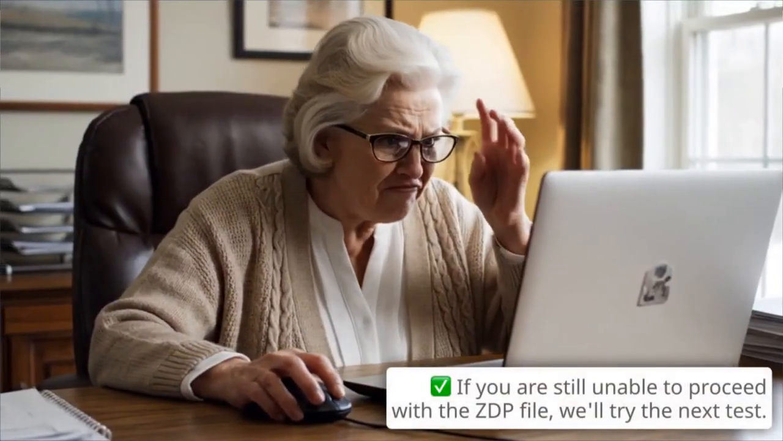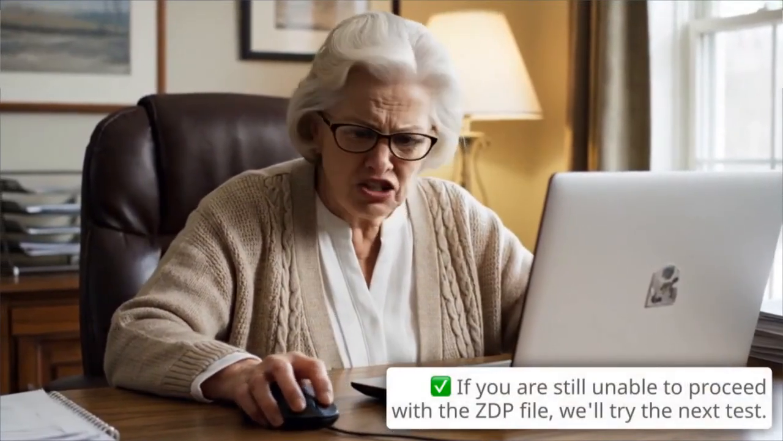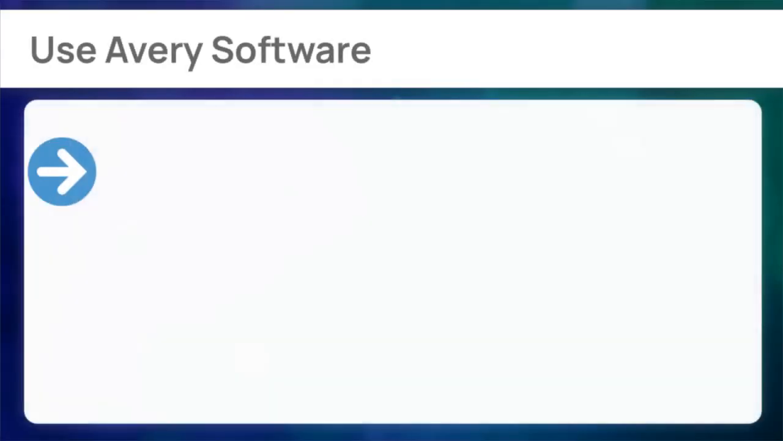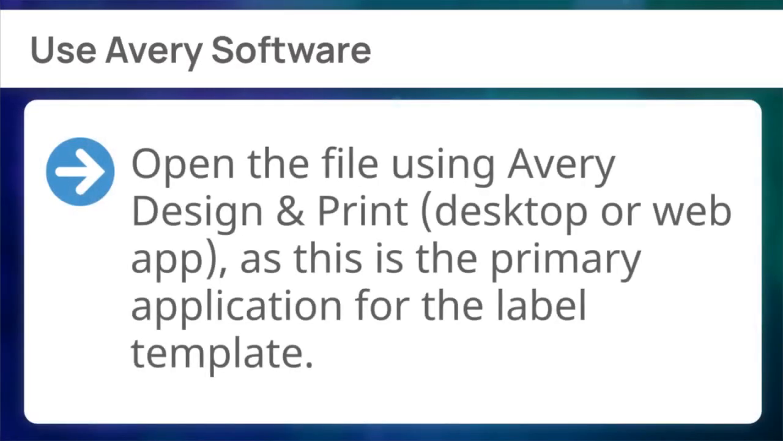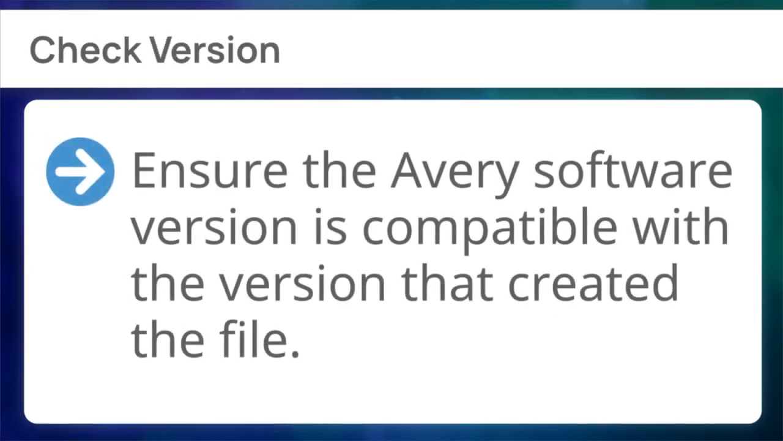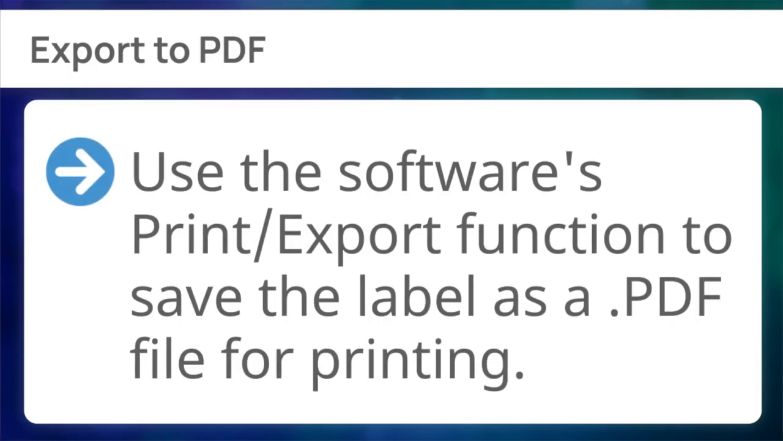Let's ensure we have all the correct fundamental details checked off on our list. First, use Avery Software. Open the file using Avery Design and Print, desktop or web app, as this is the primary application for the label template. Next, check version. Ensure the Avery software version is compatible with the version that created the file. Finally, export to PDF. Use the software's print export function to save the label as a PDF file for printing.